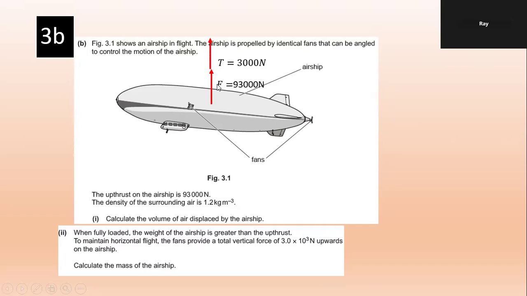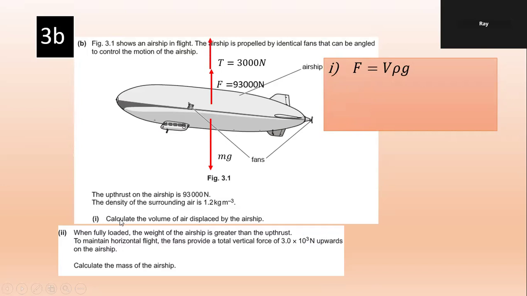That's the upthrust. And this one is the second part, the thrust. And the weight is pulling it down. So upthrust is given. From your formula sheet, upthrust is V rho g. Put in your value. Right? And to find volume of air displaced, put in your value and then calculate.